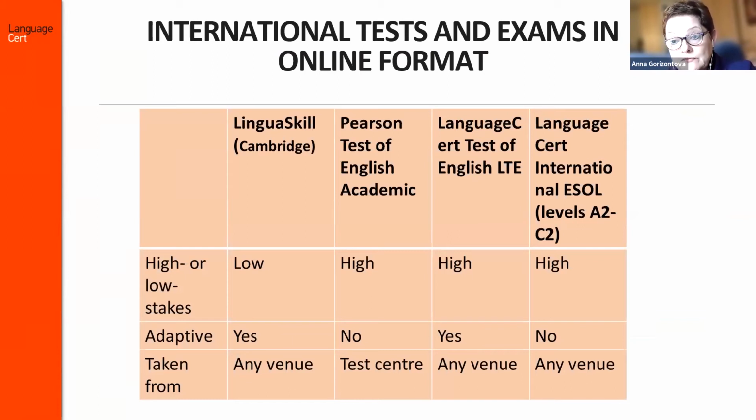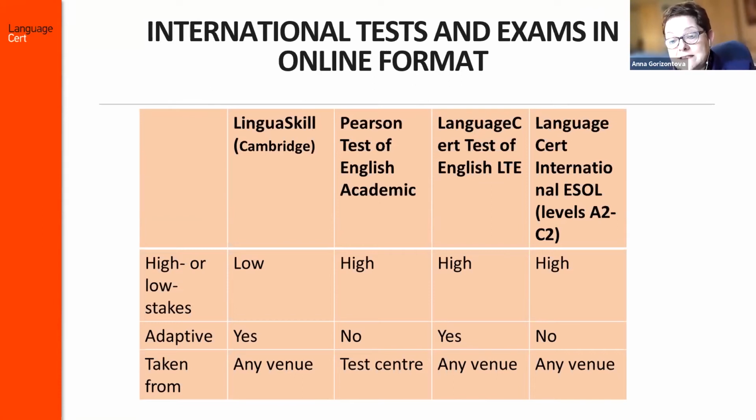Now, what exams are available now in online format, and which of them are adaptive? So there is a wonderful Cambridge test called LinguaSkill. It is adaptive. It can be taken from anywhere, but it doesn't lead to getting a certificate. It is a test. It only gives you the statement of the result. Pearson Test of English Academic is an extremely high stakes exam, which opens doors to visas and universities and so on and so forth. It is not adaptive because it is an admission test, first of all. So it is set at C1 level. And if you are below, you will get a result, but not enough to enter university, for instance. And it should be taken from the test center.